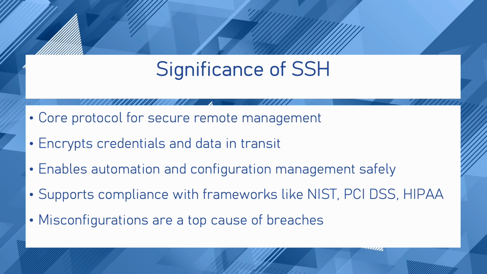Confidentiality ensures that transmitted data, including credentials and configuration commands, cannot be read by outsiders. Integrity ensures that data isn't modified in transit. And authentication verifies that both the client and the server are who they claim to be. SSH is also vital for compliance. Many frameworks, such as NIST 800-53, HIPAA, and PCI DSS, explicitly require encrypted administrative access. Without SSH or an equivalent secure channel, organizations would fail to meet basic compliance standards.